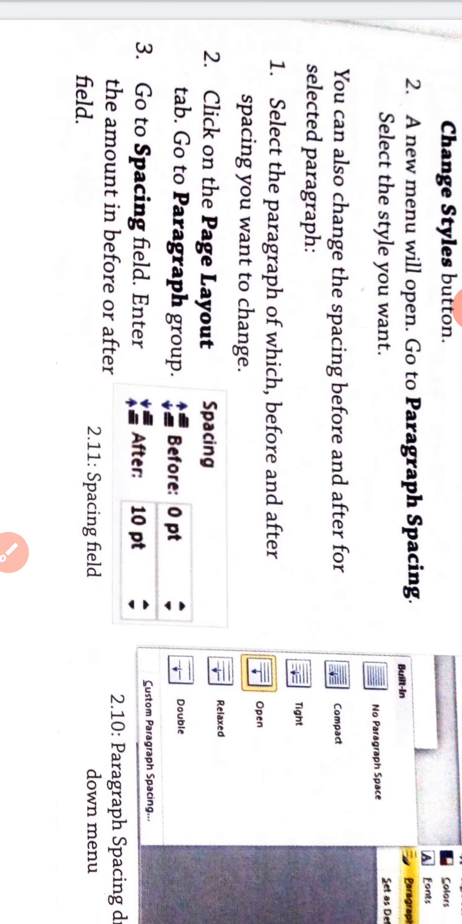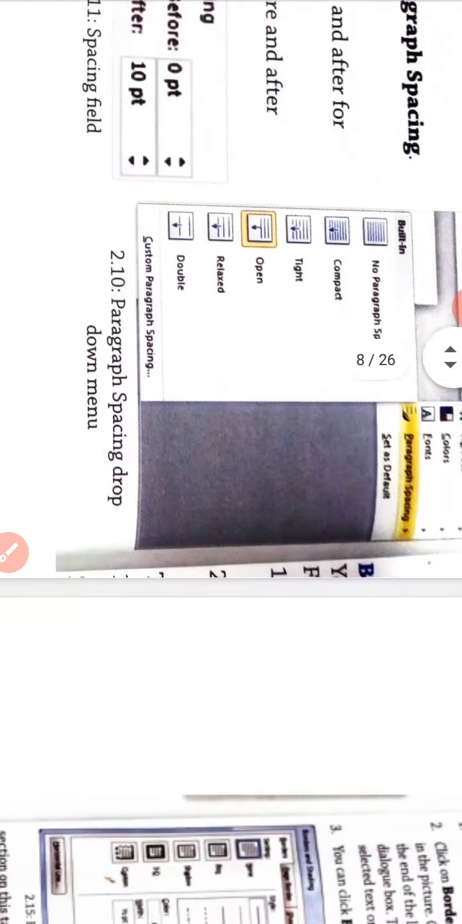The following steps to be followed to change the spacing before and after for selected paragraph. Step 1. Select the paragraph of which before and after spacing you want to change. Step 2. Click on Page Layout tab. Go to Paragraph Group. Step 3. Go to Spacing field. Enter the amount in before or after field. Click OK button.